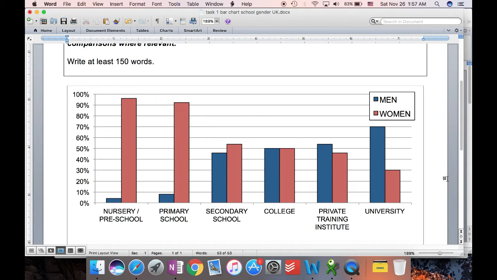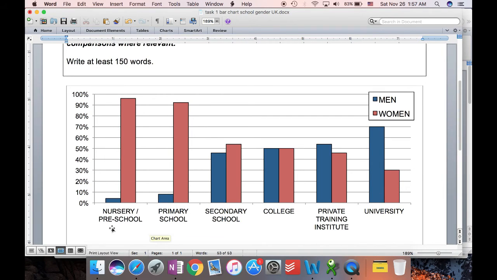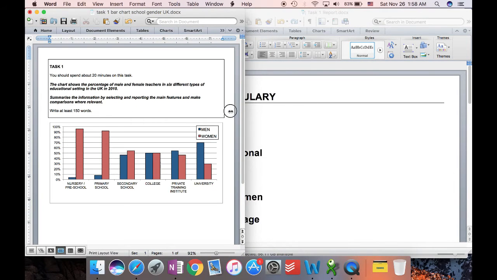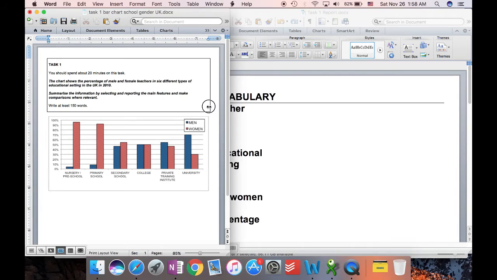So how can you structure the essay here? Well, there's 2 ways you could structure the essay. You could either talk about men, and then in a separate paragraph you can talk about women, but I'm going to do it in a slightly different way. What I'm going to do is talk about, first of all, nursery and primary school, and then I'm going to talk about secondary school, college and private training institutes, and then I'm going to finish with universities. So let's think about that. I'll look at the structure in a moment again.